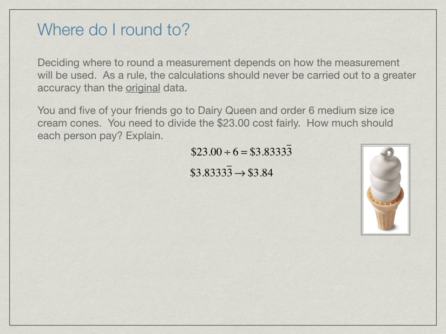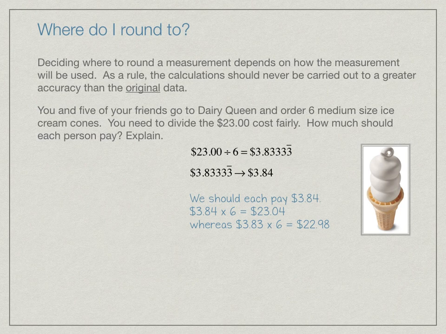Now, normal rounding convention rules would be to round down. But in the case of this problem situation, we have to round up, because we want to make sure we have enough money to pay the Dairy Queen cashier. Had I rounded down, we would have had $22.98, which would have been 2 cents too short.